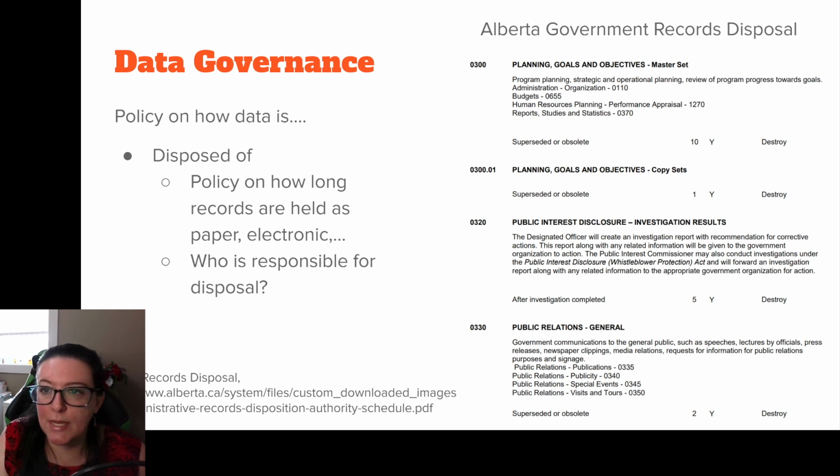So how long do you keep it? What you can see here on the right is that any documents that are related to planning goals and objectives in the Alberta government are destroyed after 10 years. Any copies are destroyed after 1. So when we look at our data governance policy, we need to consider all data, and we'll have a video on all the different types of data, but you should have a plan for how long you're going to keep them, whether they're paper, whether they're electronic, and so on. And this is regardless of whether this is customer complaints, whether this is information about your clients, how long are you keeping that information?